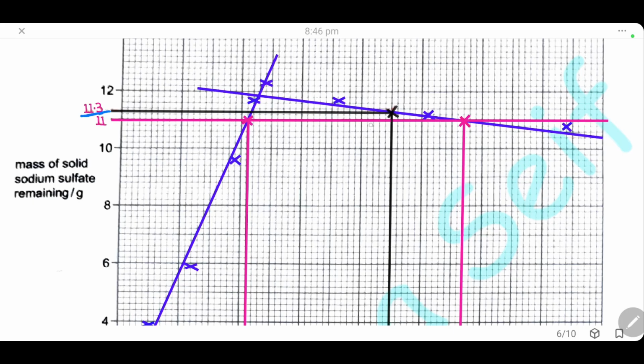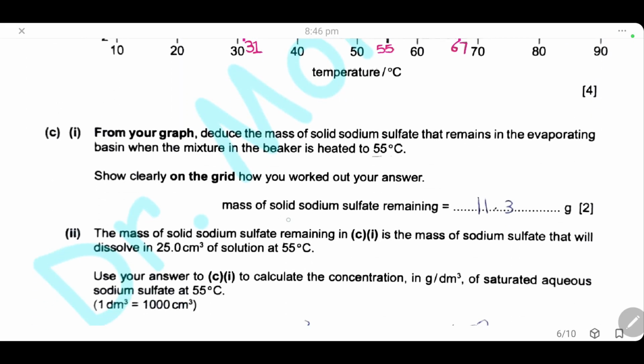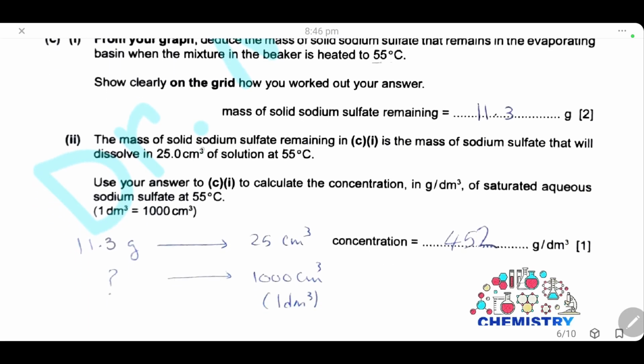You have to show your work on the graph. So the mass of the solid sodium sulfate remaining will be 11.3. The mass of the sodium sulfate remaining that you determined in the previous question, which was 11.3, is the mass of sodium sulfate that will dissolve in 25 centimeter cube of solution at 55 degrees Celsius.